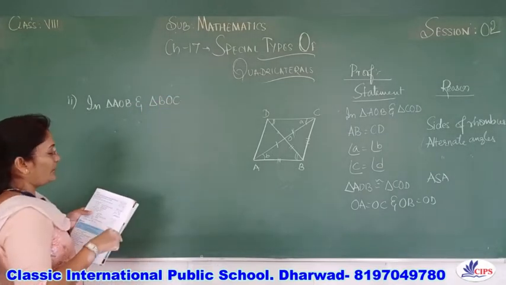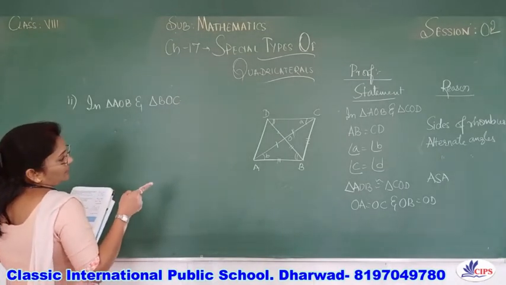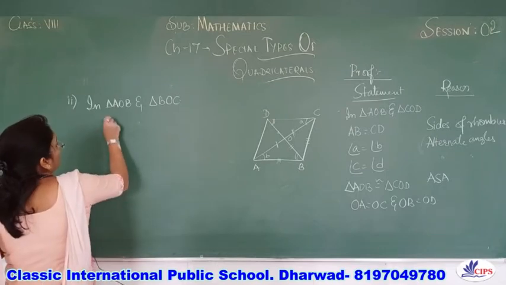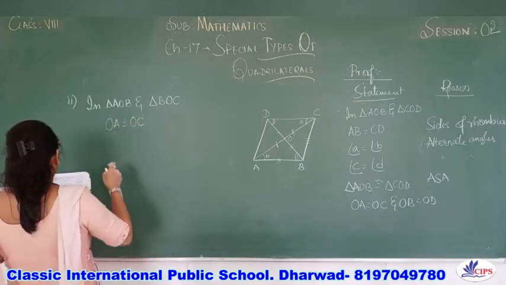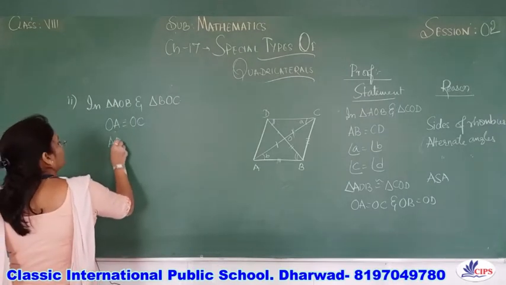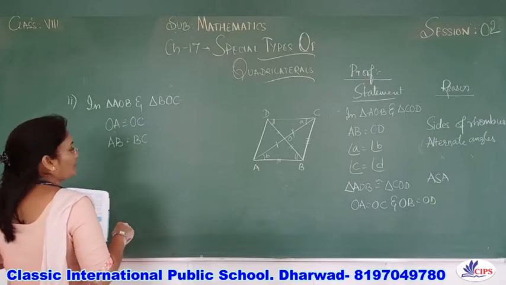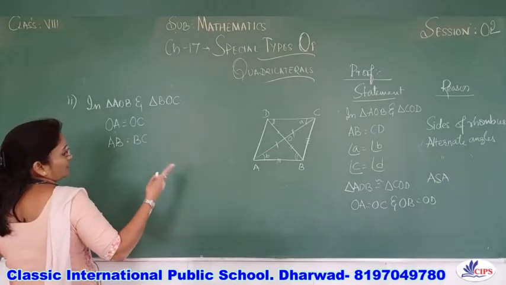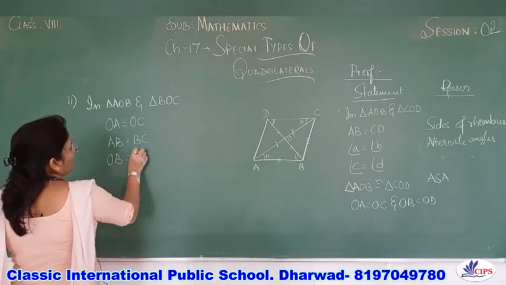So AB is equal to BC, isn't it? So in those triangles, OA is equal to OC and AB is equal to BC and OB is equal to OB, because both the triangles have the same side. OB is equal to OB.